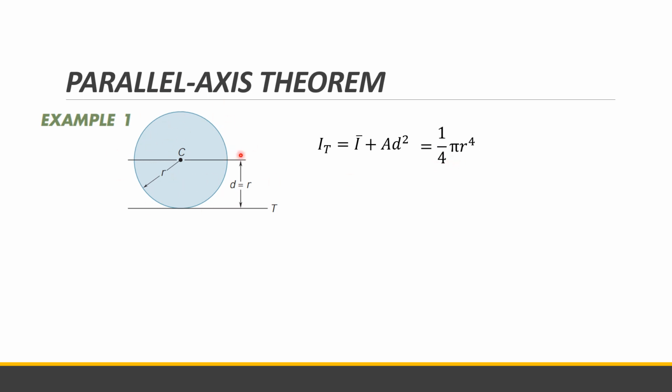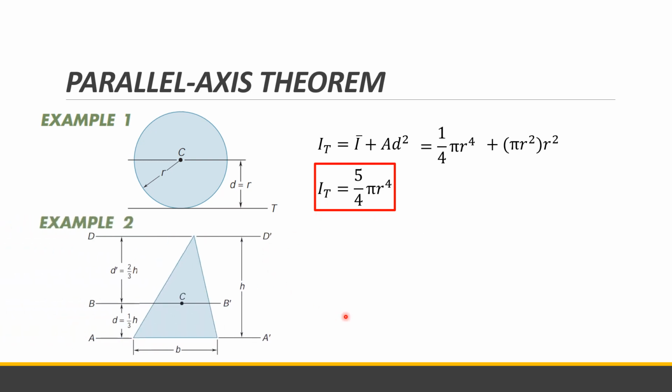We have tables showing the moment of inertia of common geometric shapes, no? So plus the area, which is pi r squared, times the distance, which is the radius, r squared. So the moment of inertia of a circle with respect to the t axis here is equal to 5/4 pi r to the power of 4. So evaluate lang yung equation. You just have to understand yung concept ng parallel axis theorem.